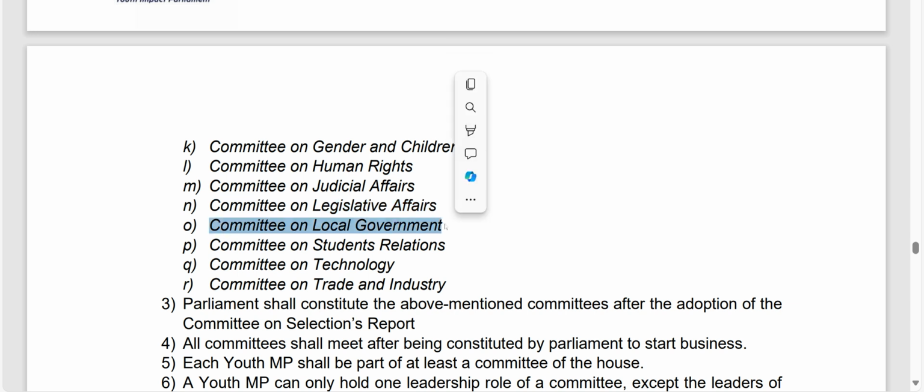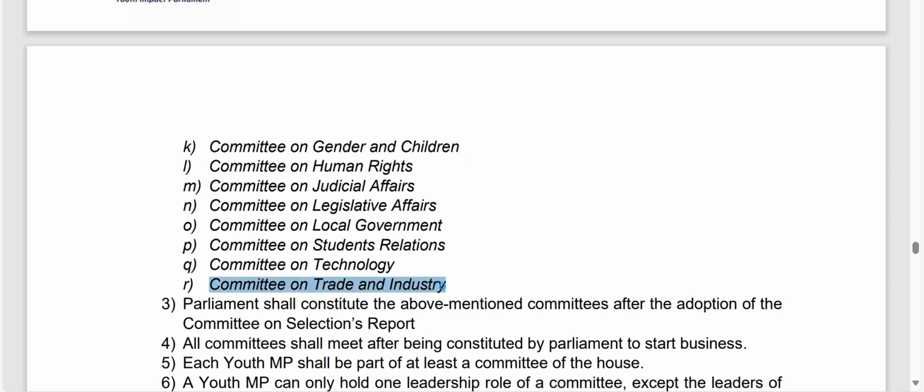Committee on Local Government. So they talk about local government structures. You know, we have local government. So that committee, we usually give it to our MPs who are assemblymen or have held that position of assemblyman before. They understand the local government system better than us. Committee on Student Relations. We enjoy giving this committee to people who have held positions like SRC president and all those, because we are talking about student governance. Committee on Technology. So it's our committee talking about technological advancement. They can come and tell us about AI and all those things.